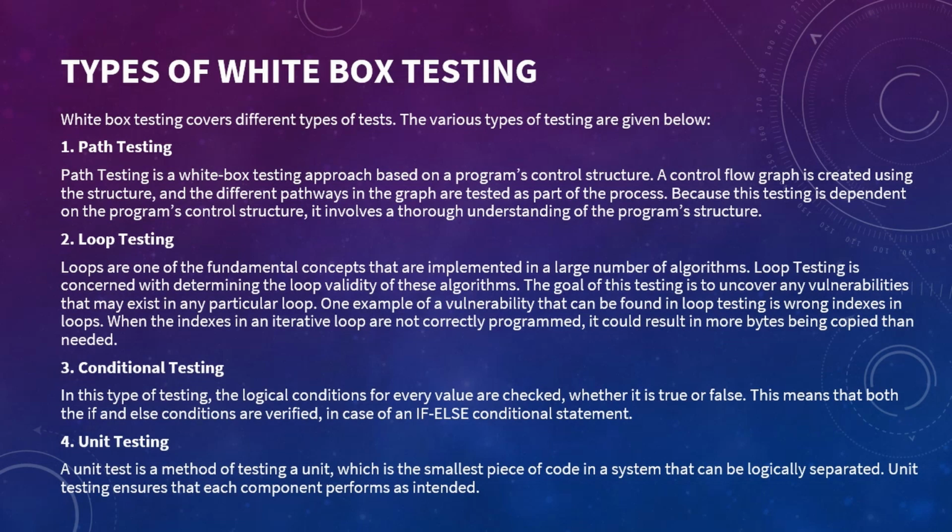Loops are one of the fundamental concepts that are implemented in a large number of algorithms. Loop testing is concerned with determining the loop validity of the algorithms. The goal of this testing is to uncover any vulnerabilities that may exist in any particular loop. One example of vulnerability that can be found in loop testing is wrong indexes in loops. When the indexes in an iterative loop are not correctly programmed, it could result in more bytes being copied than needed.